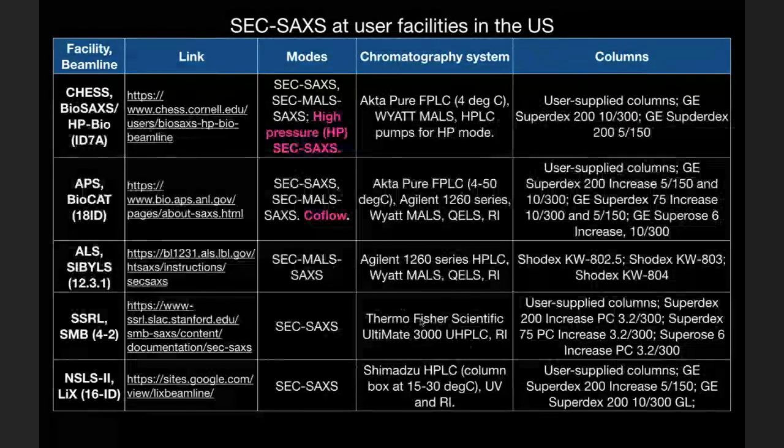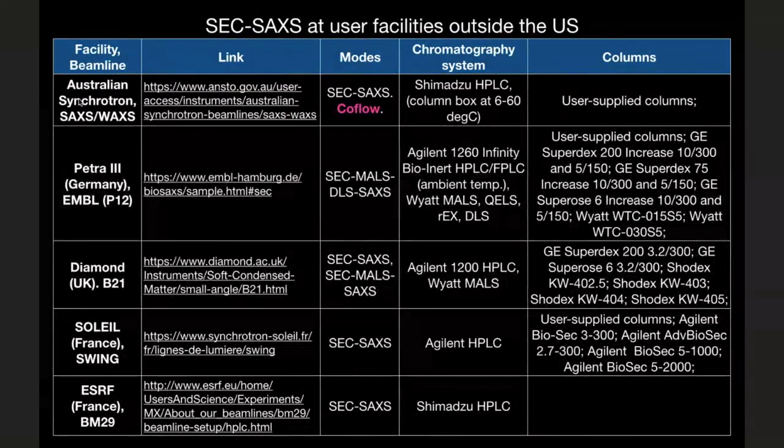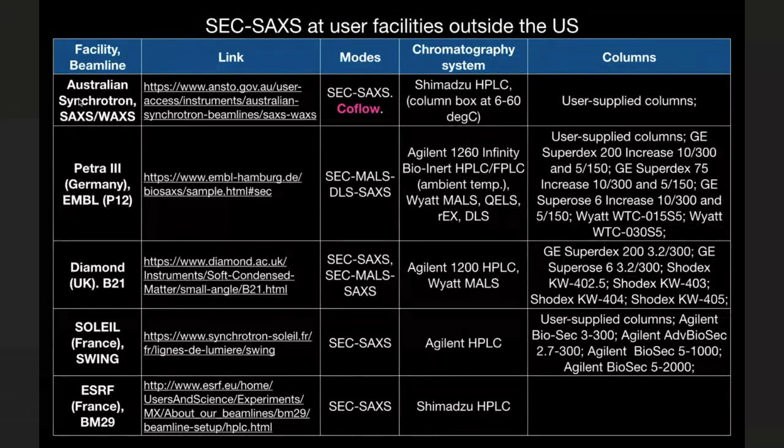And then there are also many facilities outside the US. Importantly, SEC-SAXS is a great technique for doing mail-in because you don't have to worry so much about your buffer matches and all that because that's taken care of by the column. And many of these facilities allow mail-in as well. So yeah, lots of options.